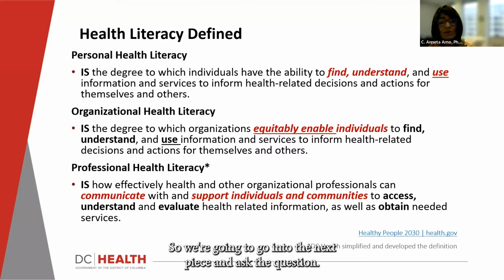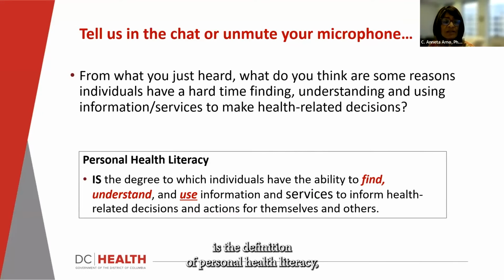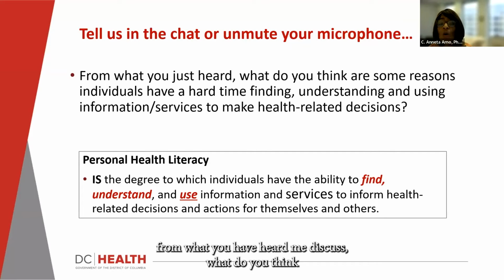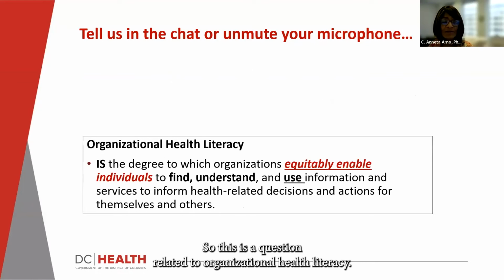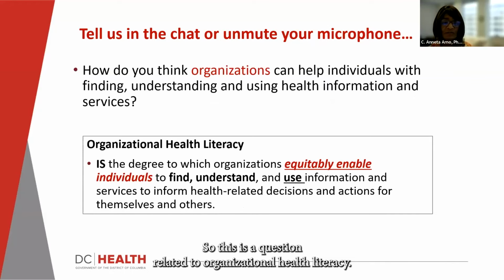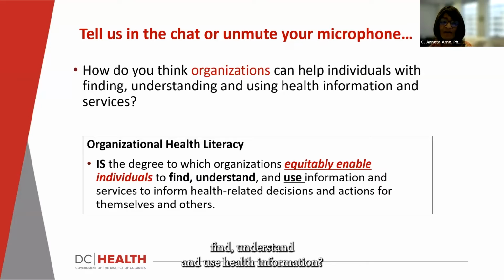So we're going to go into the next piece and ask the question, given that this is the definition of personal health literacy, from what you have heard me discuss, what do you think are some reasons individuals have a hard time finding, understanding, and using information and services to make health-related decisions? And I think we've asked you, go on to the next slide. So this is a question related to organizational health literacy. How do you think organizations can help individuals find, understand, and use health information? That's great. Let's go on.